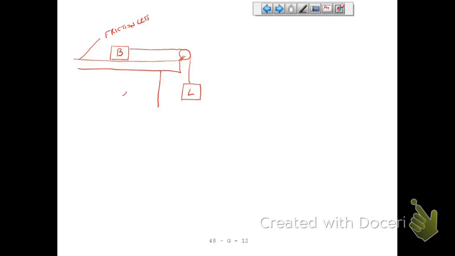Well, I really should say the interface between the table and the block is frictionless, because you've got to have both of them behaving. Sometimes it's said to be smooth, but you shouldn't really say smooth, because smooth surfaces can be quite friction filled. So let's say frictionless.